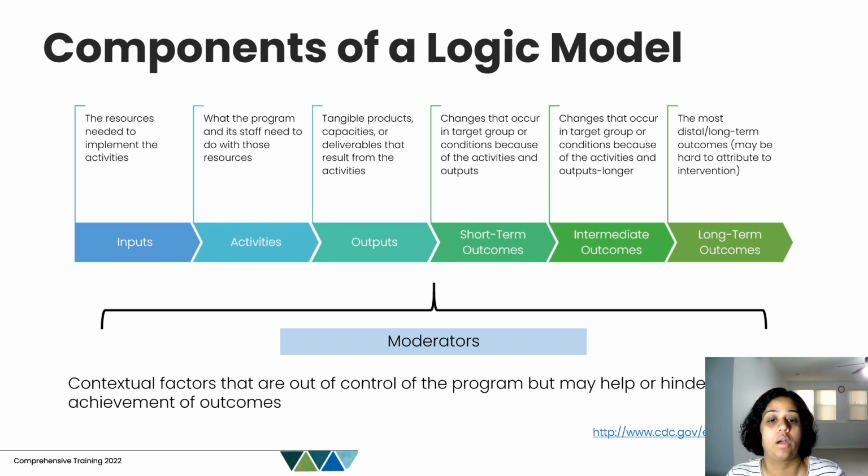And then that leads to outputs, which are really the tangible products, whether trainings or any other deliverables that result from these activities. And then those outputs lead to short-term outcomes, so the changes that might occur in your target group. And then that leads to intermediate outcomes or long-term outcomes, or more like impacts, which really help to bring about more of the distal change. And underlying all of this are the moderators. These are essentially the contextual factors that can either help your program or hinder your program, depending on whatever the context is.